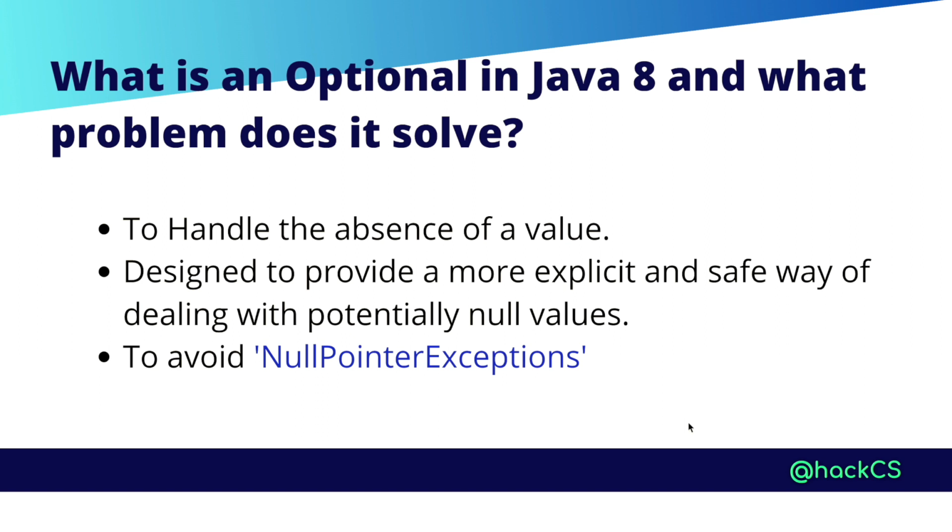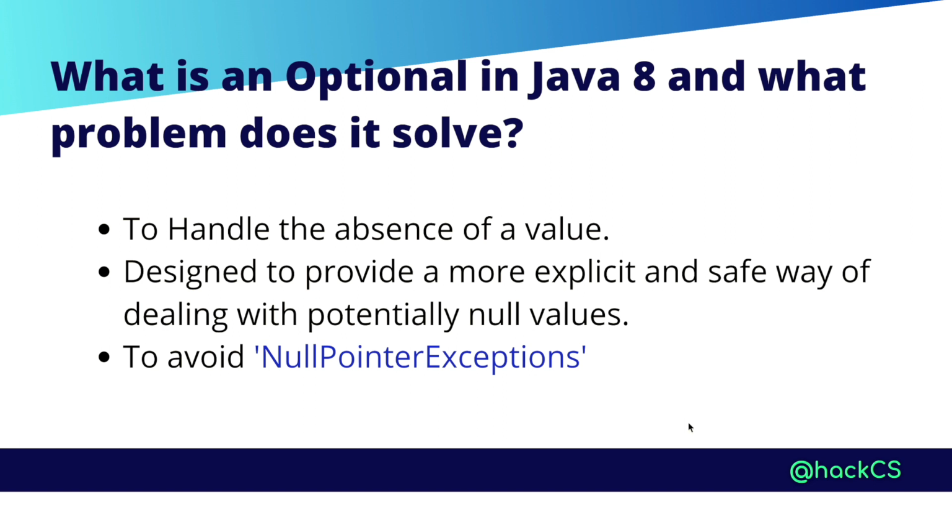It handles the absence of a value, and is designed to provide a more explicit and safe way of dealing with potential null values to avoid null pointer exception. Before Java 8, in Java 7, whenever we were dealing with any object and that object gave us a null value or an empty value, the program threw a null pointer exception. In an enterprise application, if any error happens because of a null pointer, it will crash the program, and it is hard for a developer to debug where the null pointer was caused.